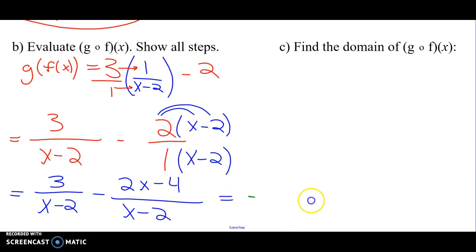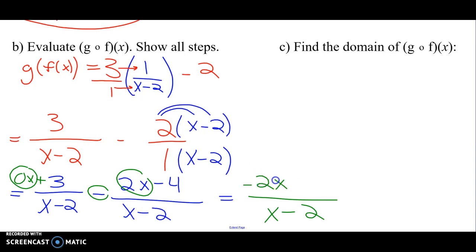And now we just keep the common denominator, so our answer has an x minus 2 on the bottom, but we need to subtract across the numerators. So how many x's are on the first fraction on top? None. So this is kind of like 0x plus 3. So what is 0x's minus 2x's? Negative 2x's. You have to make sure that negative gets distributed to the 2x. And then I have 3 minus negative 4. It's positive 7. Good. So that is g of f of x.